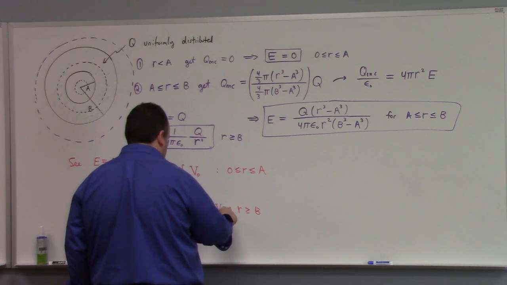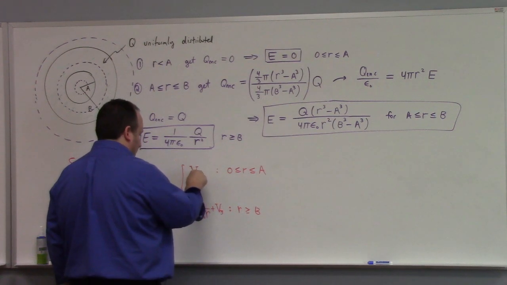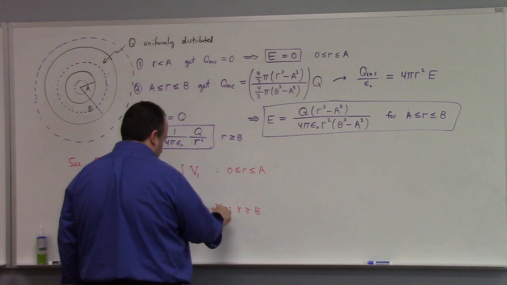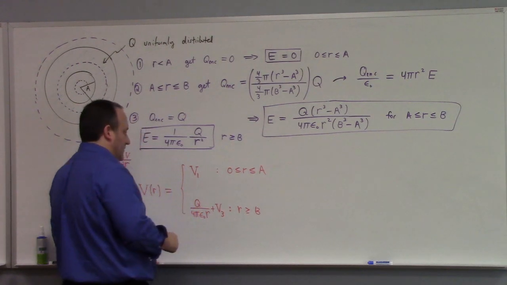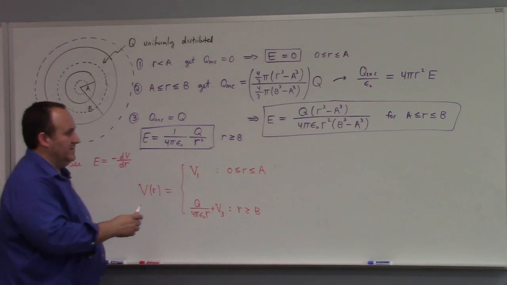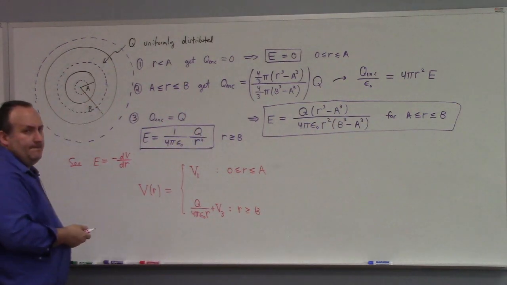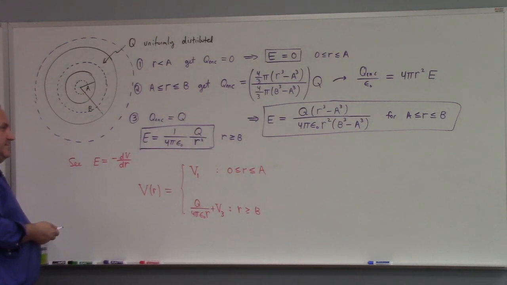All right, that's going to be, I'll call that v1. So I got v1 for the first case, v3 for the third case, and I'll put a constant of v2 in the middle case. If I integrate, how does this integrate?